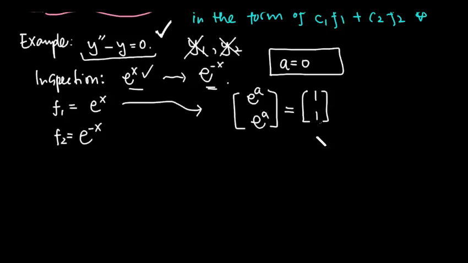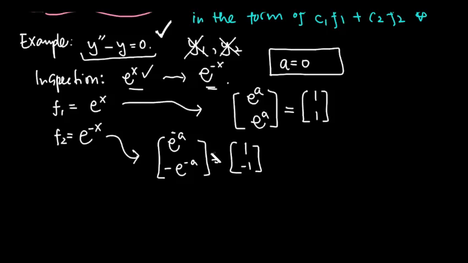That's the vector right there. And what about this one here? In this one we have a derivative: e to the a is not the derivative, that's the function value. If you differentiate e to the negative a, it's negative e to the negative a, right? So a is still 0, so that's going to be 1 comma negative 1. These are linearly independent if these two vectors are linearly independent in the xy plane.